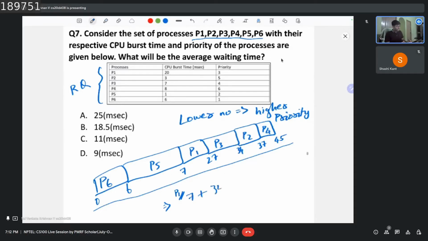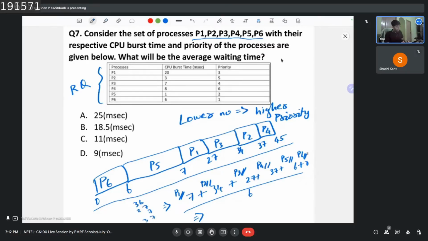P2 waited for 34, P3 waited for 27, P4 waited for 37, plus P5 waited for 6, and P6 waited for 0 units. So we'll take the sum and then divide by 6, right? So 34, 27, 7, 37, 6. Okay, we'll just take the sums.